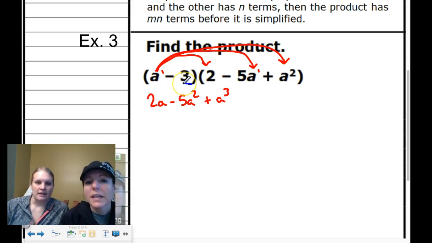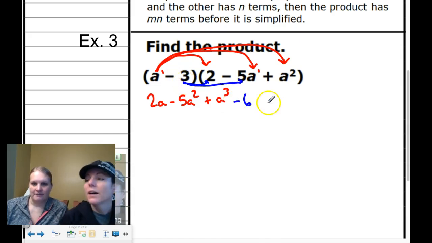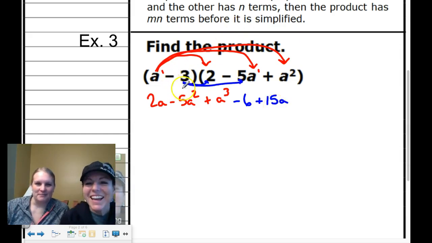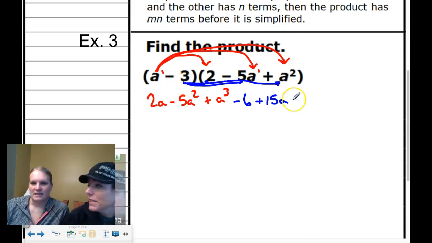Now we have to do -3 times 2, which is -6. -3 times -5a is positive, because a negative times a negative is positive. 15a. I'm saying 5. I wrote 15. Oh, my brain is slow on Christmas break. All right. And -3 times a squared. It's going to be negative 3a squared.